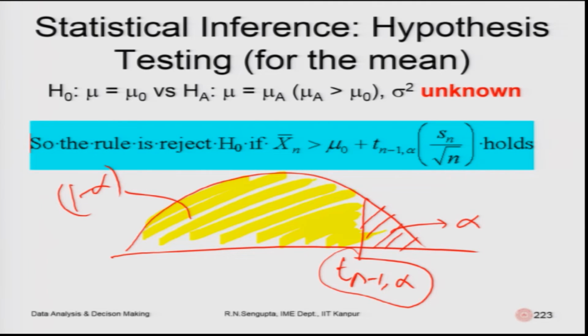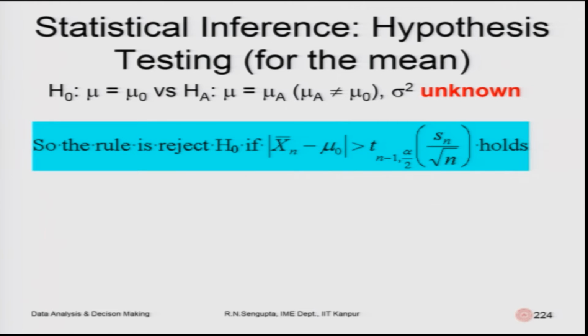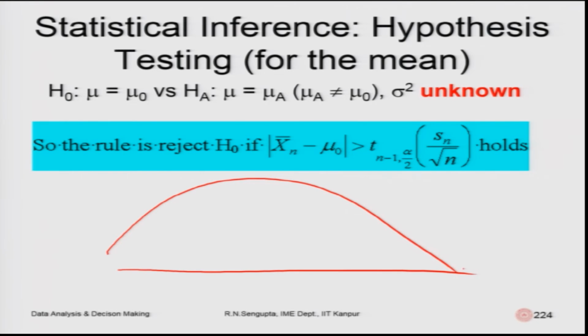The third similar type of problem under this concept is: what is the rejection rule based on the fact that under H naught mu is equal to mu naught, under H A mu is equal to mu A, but mu A is not equal to mu naught, and sigma square, which is the population variance, is unknown. So, again the same t distribution, I am trying to draw the diagrams in order to make you understand. So, these are the t values. So, this is t n minus 1, t n minus 1.